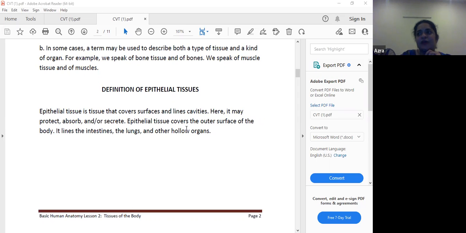Epithelial tissue covers the outer surface of the body. It lines the intestine, the lung, and other hollow organs. So where is the epithelial tissue? Basically, it is present in the intestine, lungs, and the hollow organs.